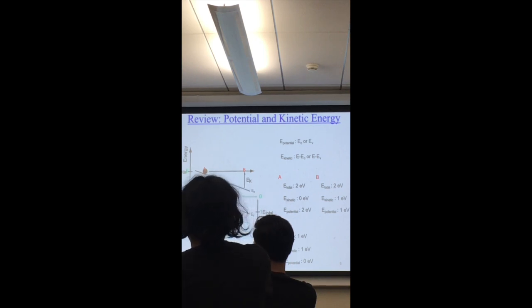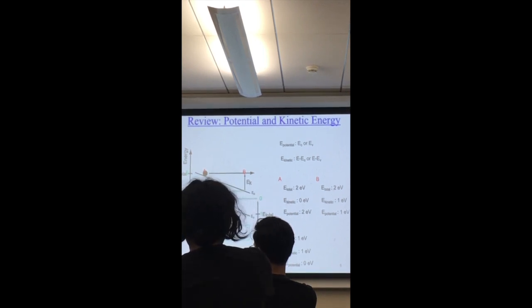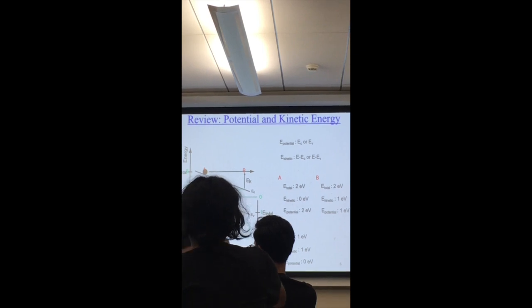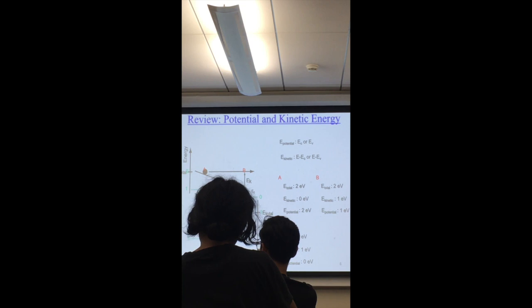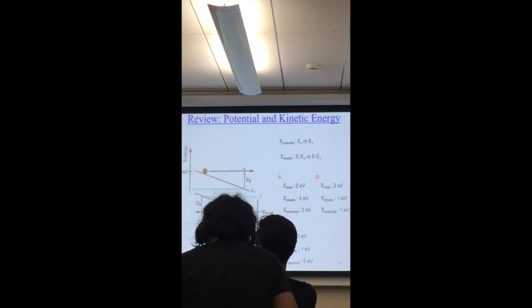And for holes, it's opposite, so you need to define a different, opposite x-axis. Basically, the hole energy increases when it's moving down. So that's why this is 0 and this is 1.